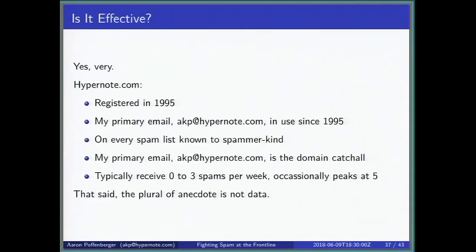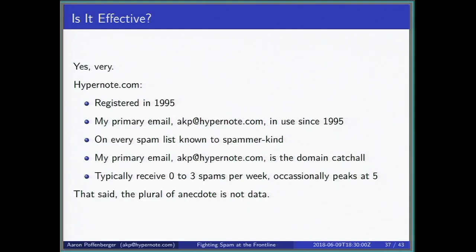Okay, so is it effective? I'm just going to use the example of my domain. It was registered in 95, so I've had it for 23 years. I've used the same primary email address for those 23 years. I'm almost certain it's on every spam list known to spammer kind because they share these things. I publish my email address everywhere. You can find it in Google Groups. You can find it in some of the OpenBSD lists. You can find it in commit messages. You can find it all over the internet. I am well known. And as I noted at the beginning of the talk, it's in all my slides.